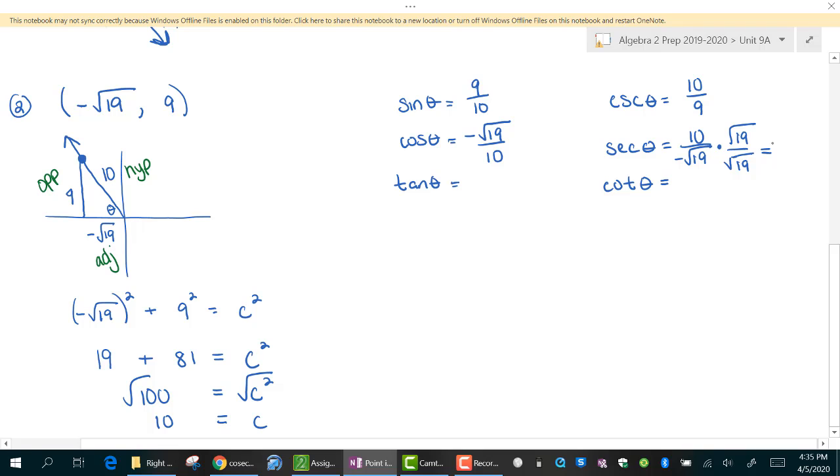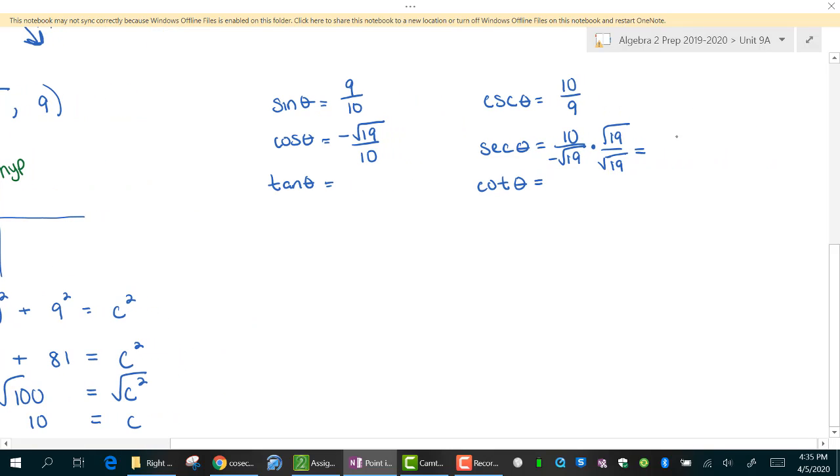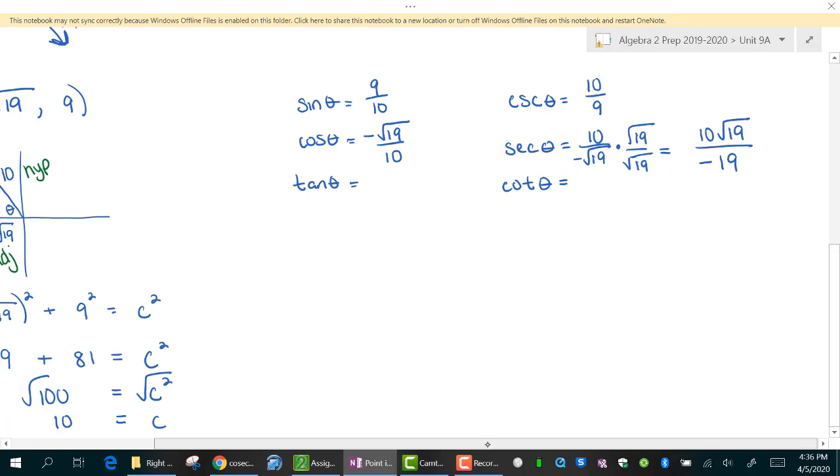The reason is, on the numerator, I'm left with just 10 square root 19, because we just multiply across. In the denominator, keep in mind, if I'm doing square root of 19 times square root of 19, I'm essentially squaring it. So the square and the square root cancel each other out. So I'm just left with negative 19 because the sign does not change. We're going to do a few more examples like that.